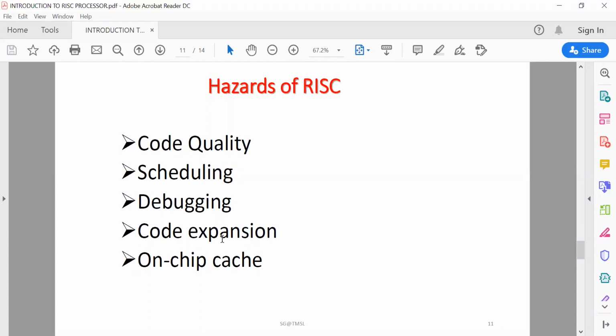Last one is on-chip cache. RISC machines actually require very fast memory systems to feed them instructions. Now, RISC-based systems typically contain large caches, usually on the chip itself. So these are the difficulties when the code has been transferred from CISC to RISC processor.